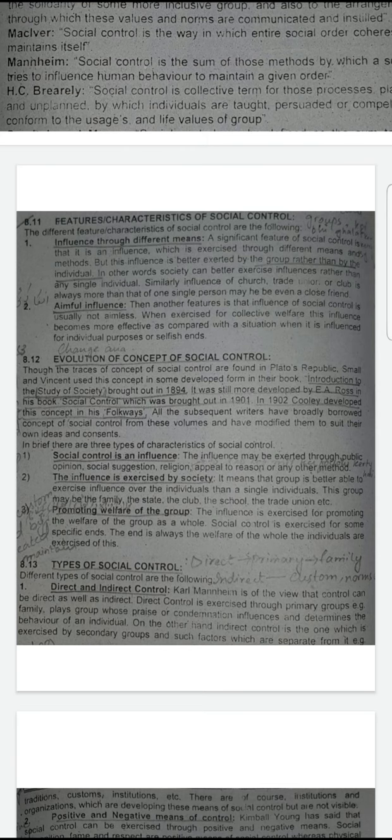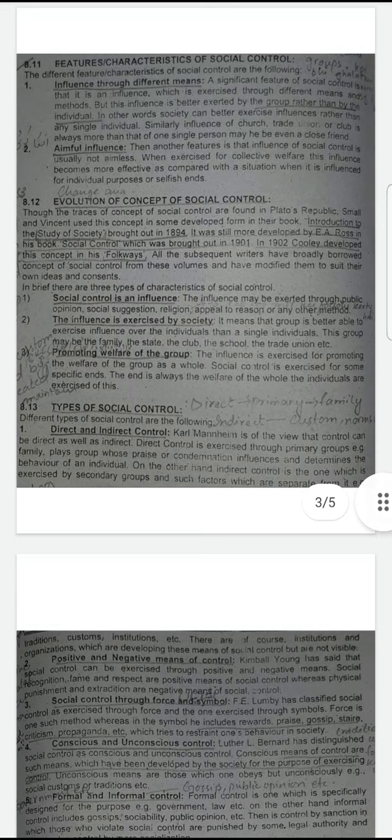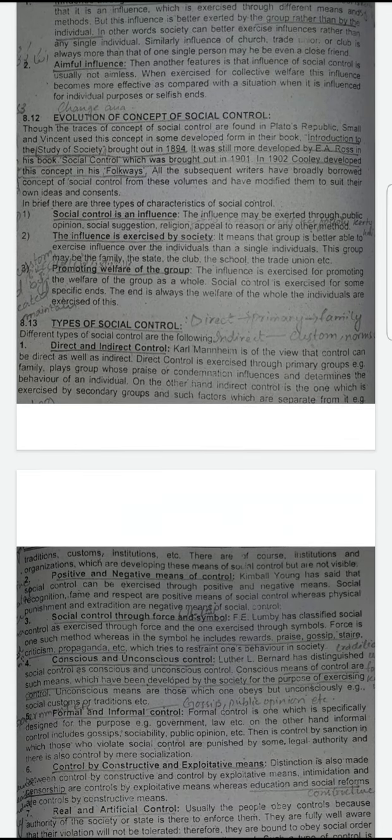On the other hand, indirect control is the one which is exercised by secondary groups and such factors which are separate from it, for example, tradition, customs, institutions, etc. Next type is positive and negative means of control. Campbell Young has said that social control can be exercised through positive and negative means. Social recognition, fame, and respect are positive means of social control, whereas physical punishment and extradition are negative means of social control.